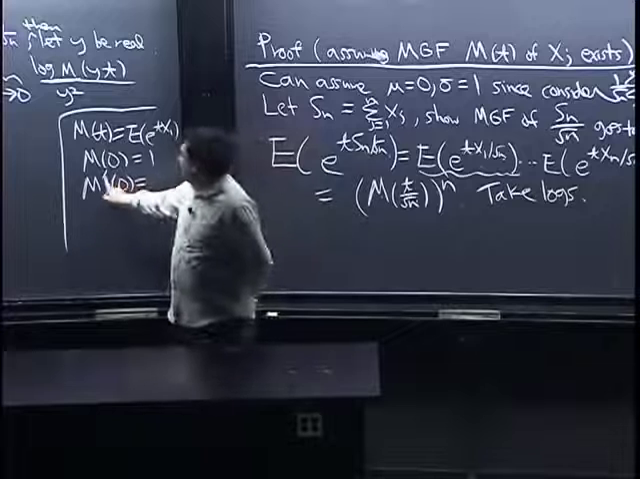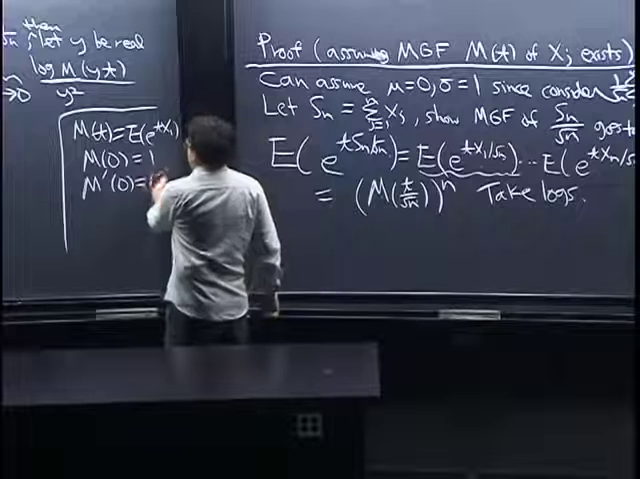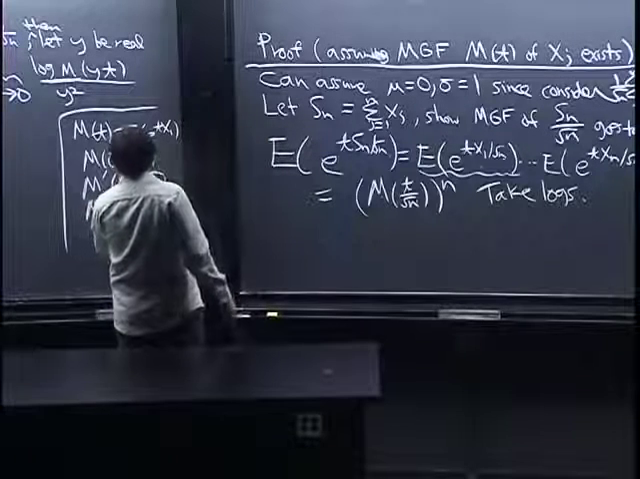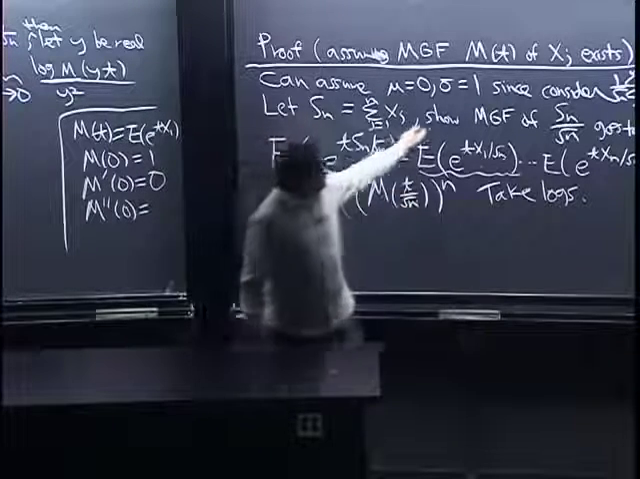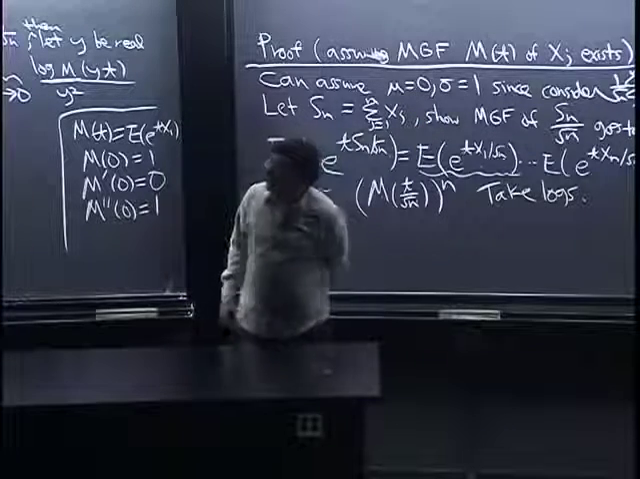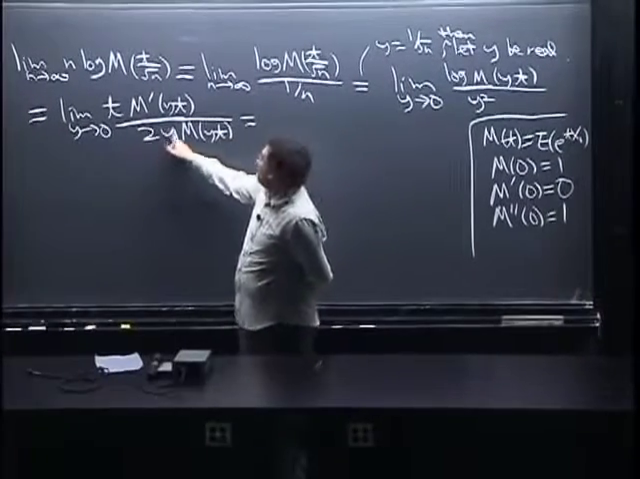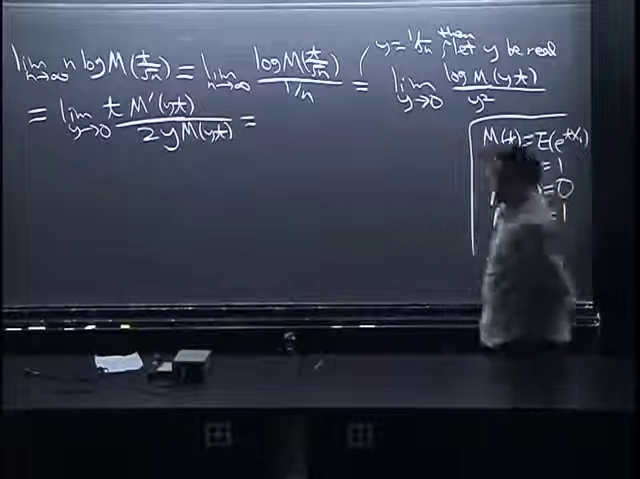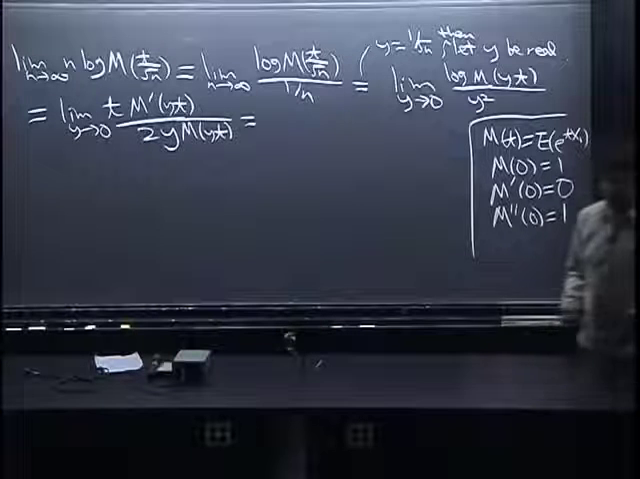So the first derivative at 0 is the mean, but we assumed that mu was 0, so this is 0 here. And the second derivative is the second moment, but since we assumed that the variance is 1 and the mean is 0, the second moment is 1. So over here, as we let y go to 0, the denominator is still going to 0. The numerator is also going to 0, because m prime of 0 is 0. So it's still of the form 0 over 0. So let's just do L'Hopital again.